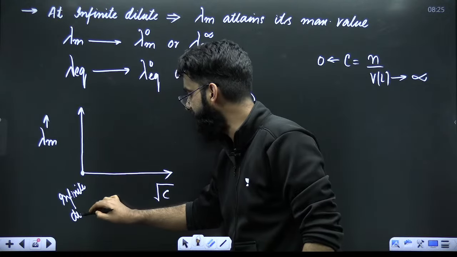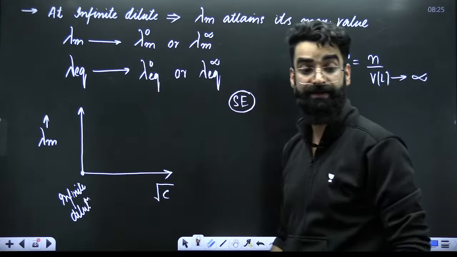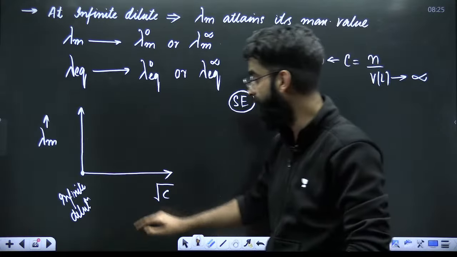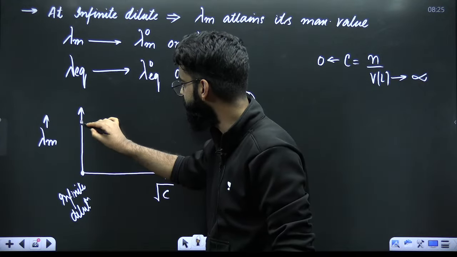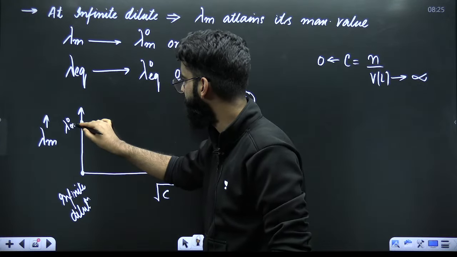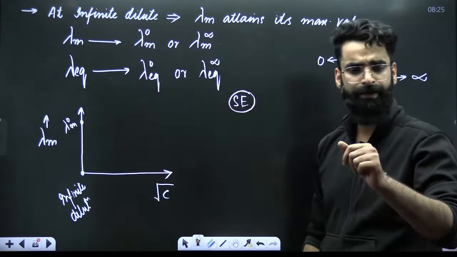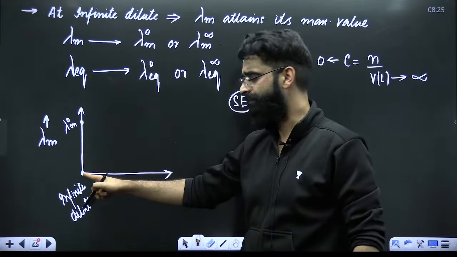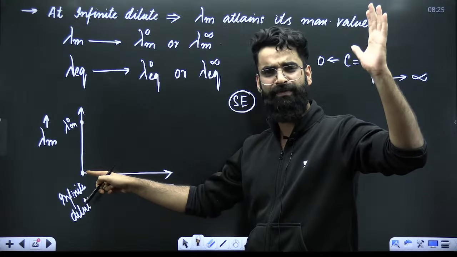This point represents infinite dilution. At infinite dilution, molar conductivity attains its maximum value, which is lambda naught m. Let's assume that this point is lambda naught m. Now tell me one thing. This is infinite dilution, at which the volume of solution had become infinite.